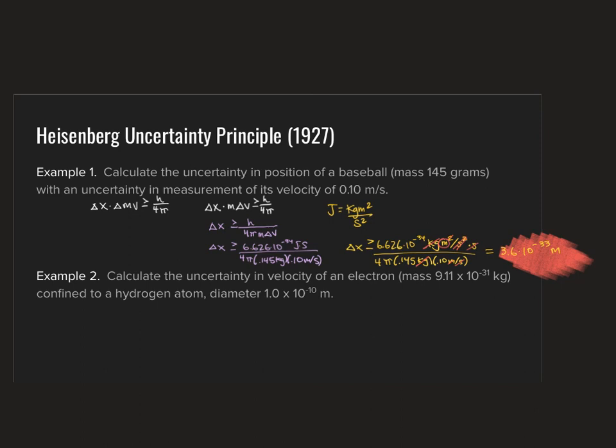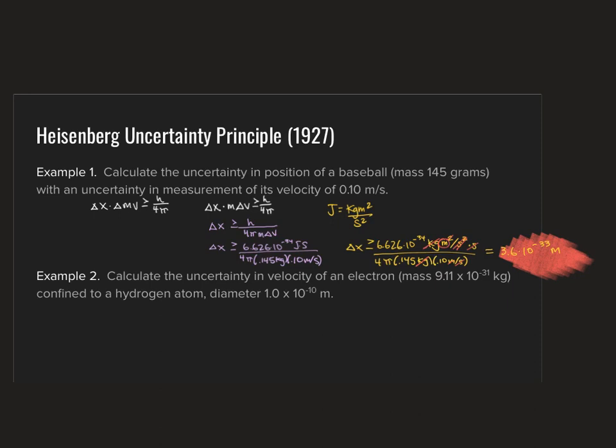For example number 2, we're going to calculate the uncertainty in, this time, the velocity of an electron. Again, the electron's mass is 9.11 times 10 to the negative 31st kilograms, and that electron is confined within the boundaries of a hydrogen atom. Again, the diameter of a hydrogen atom is approximately 1 angstrom, about 1.0 times 10 to the negative 10th meters. If I know that the electron is inside the hydrogen atom, I can know its position to somewhere within that atom. So the diameter of that atom becomes my uncertainty in the position of that particle.